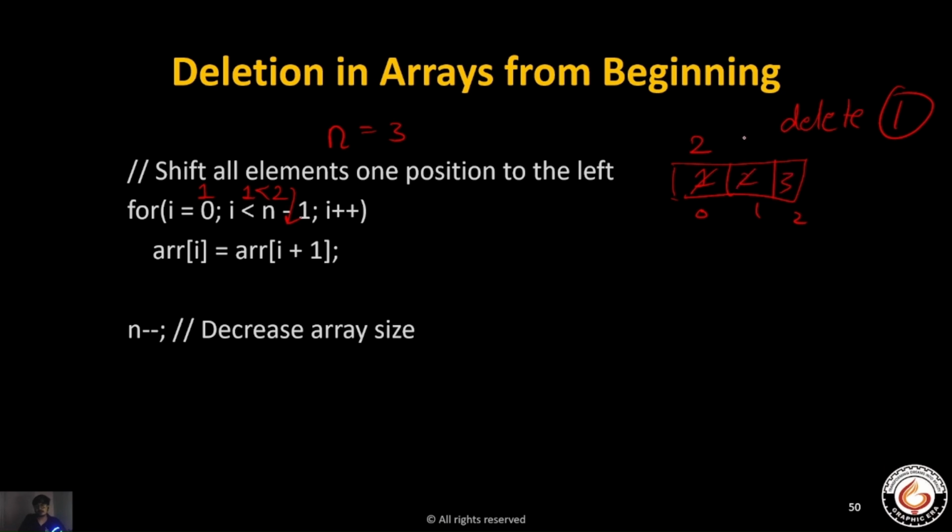So what we will put here? That will be 3. Now, the value of I will be 2. Is 2 smaller than 2? No, that's wrong. So we will get out of this loop, and what we have? Now we have this array 2, 3, 3. Okay. So what we will do?